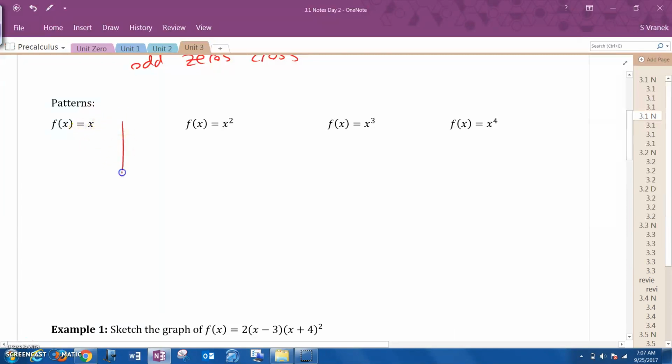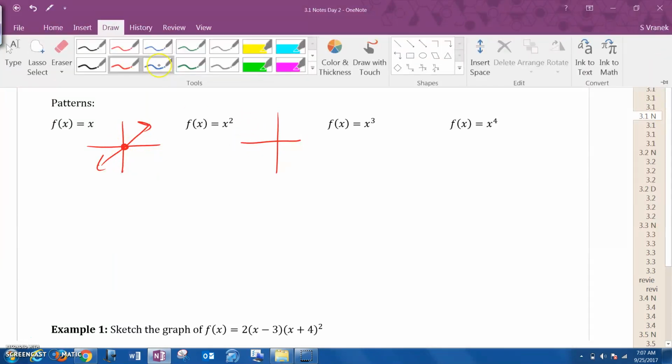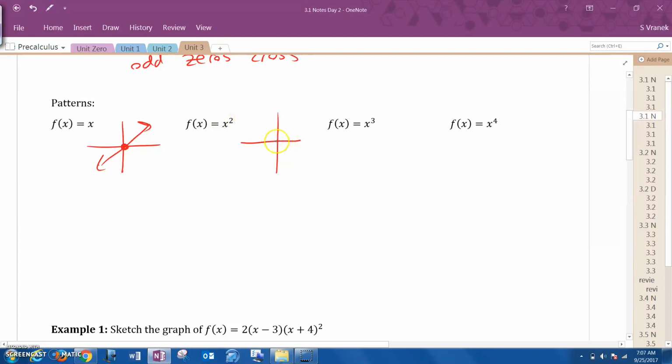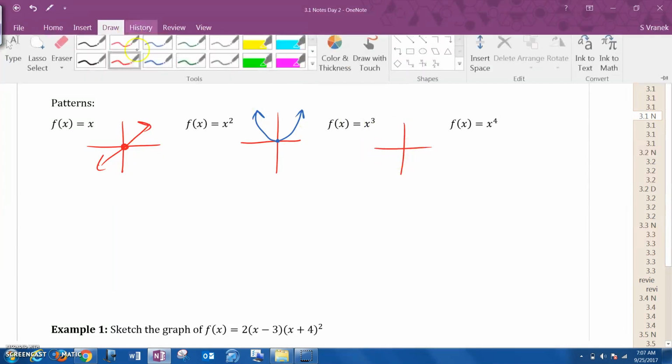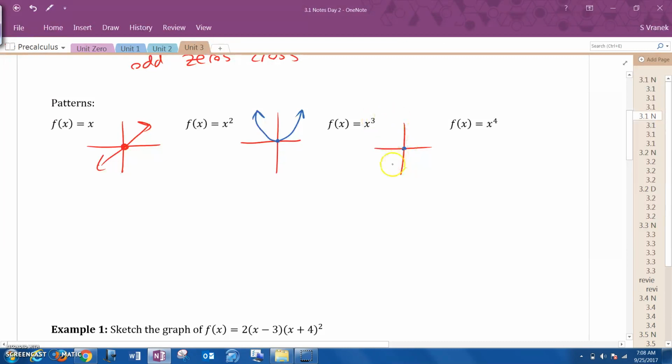y equals x, you guys all know, is the line that looks like this. The zero is at (0, 0), and it crosses. Y equals x squared, now it's a zero at x equals 0, but it bounces, and that's why you get that parabola. It doesn't cross through. For cubic, the zero is again at 0, but since it's a third power, it crosses, and it looks like this. And then finally, for a fourth power, a quartic, the zero's here, and it bounces again.